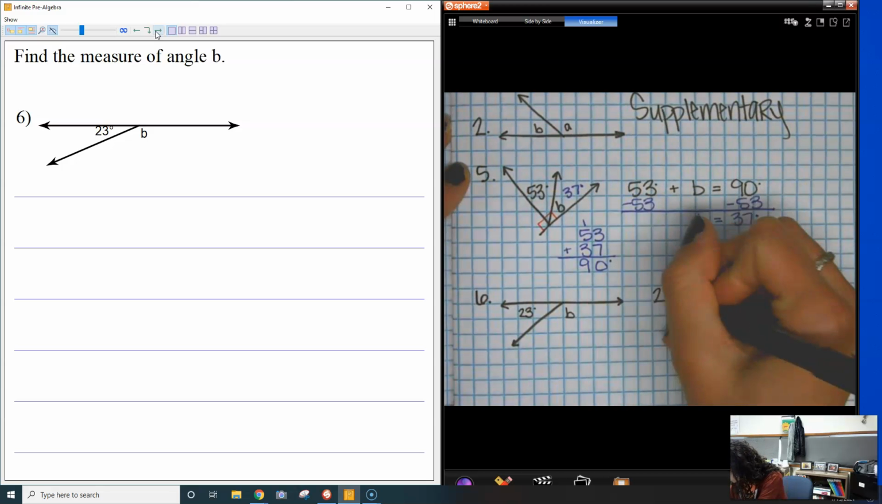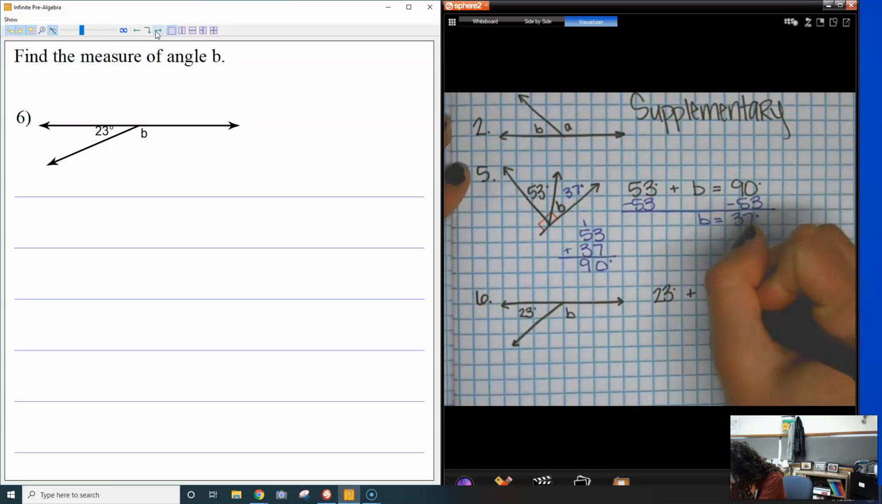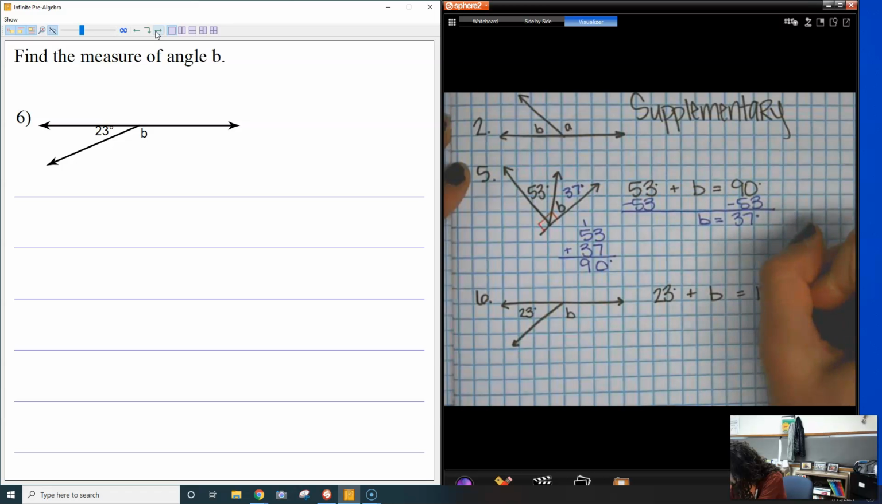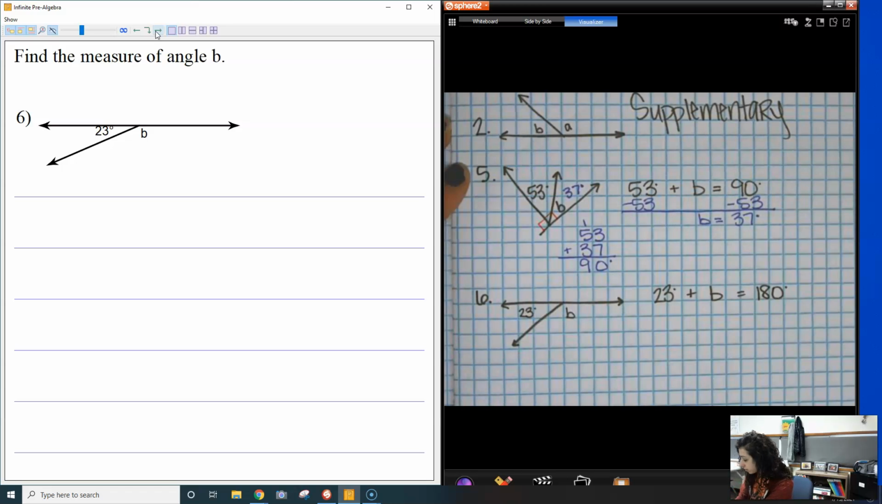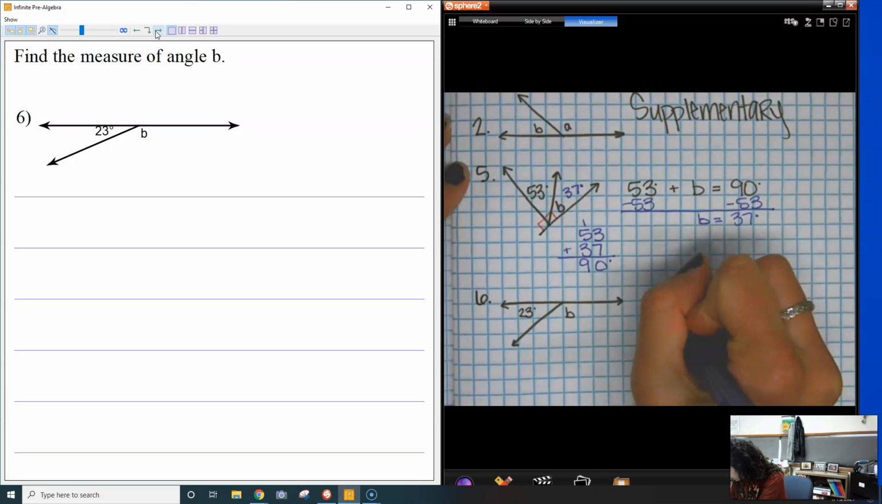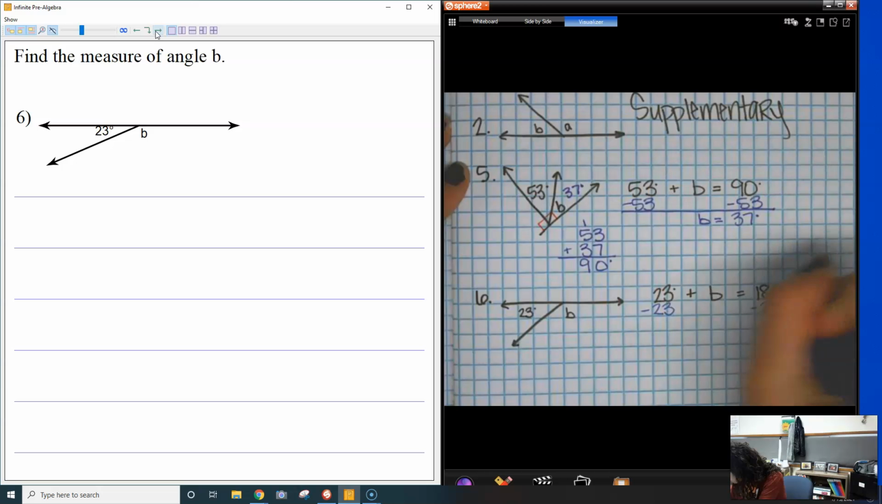So 23 degrees plus b equals 180 degrees. If I want to solve for b, I just get rid of the number that's on the same side of the equal sign, which is 23. And so I'm going to minus 23 from the left and minus 23 from the right. That leaves me with b equaling 157 degrees.